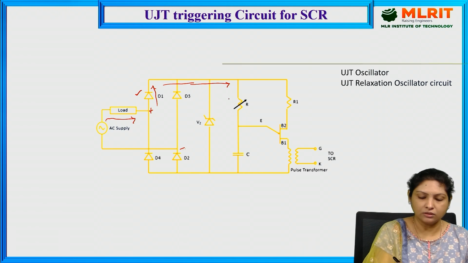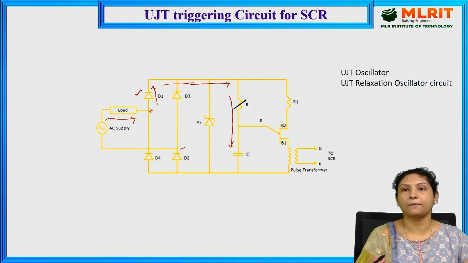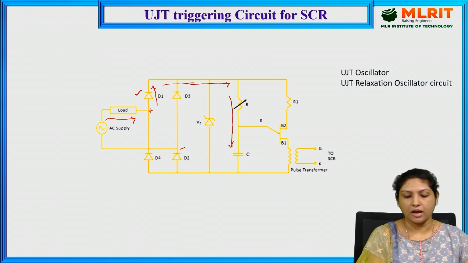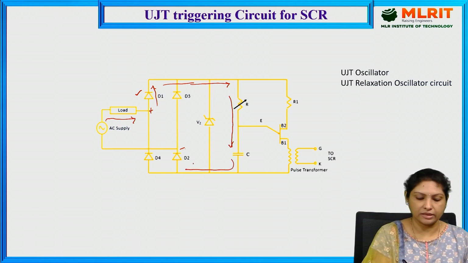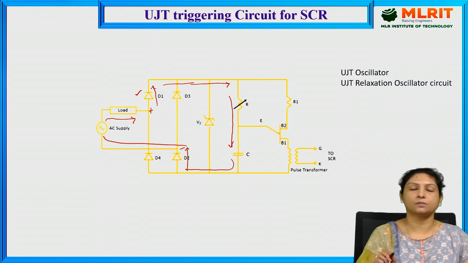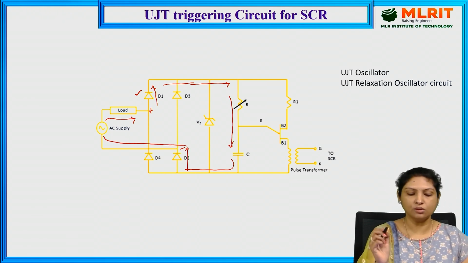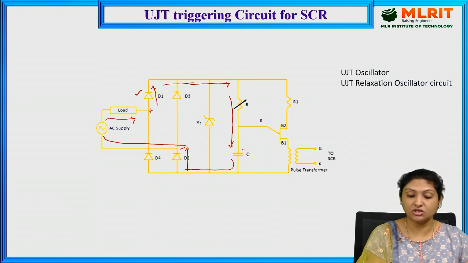and then through the capacitor. During this process, the capacitor gets charged, and it completes its path through D2, since D2 is anyway on, and it comes back to the supply in this manner. So this is how the current conducts through the circuit, during which the capacitor is actually charging.